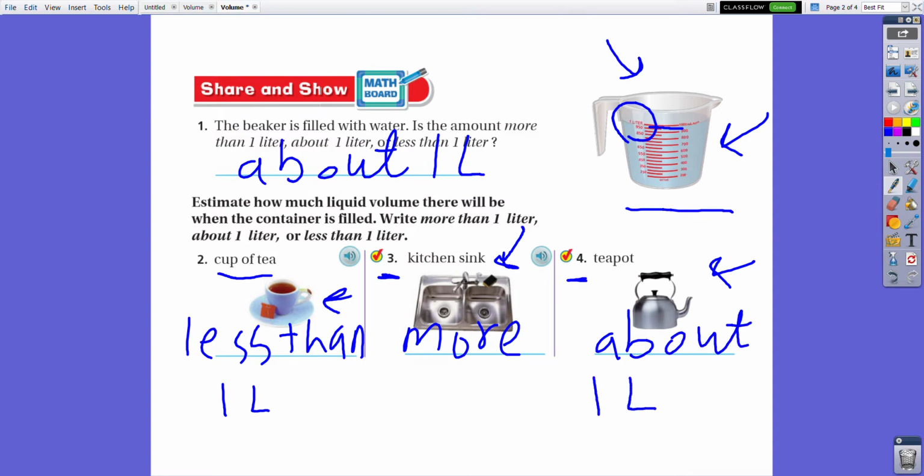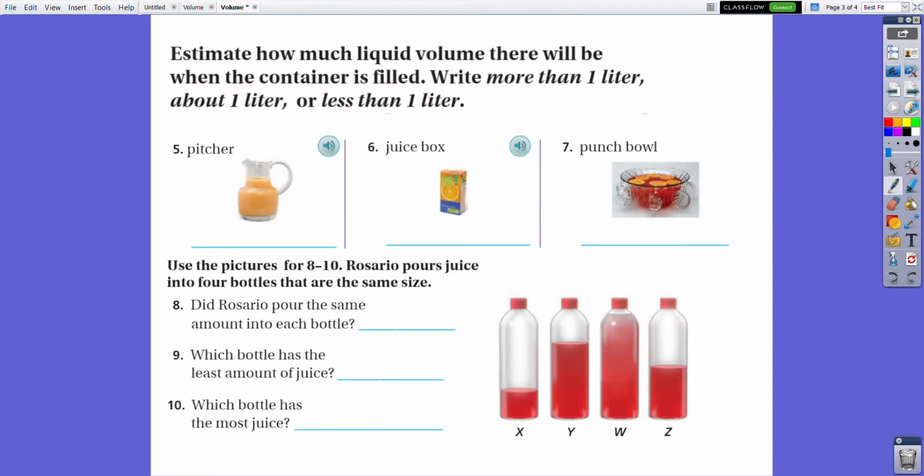Okay, so again, if I give you any container and I'm asking you to tell me the volume of liquid inside the container, you will just compare the size of this container with the beaker, okay? More than, less than, or about. Okay, look at the next page. Look at the next example.